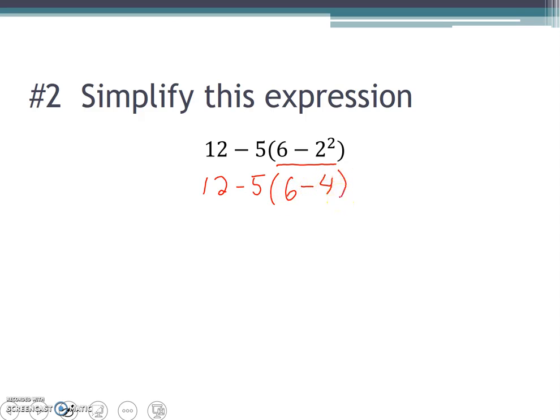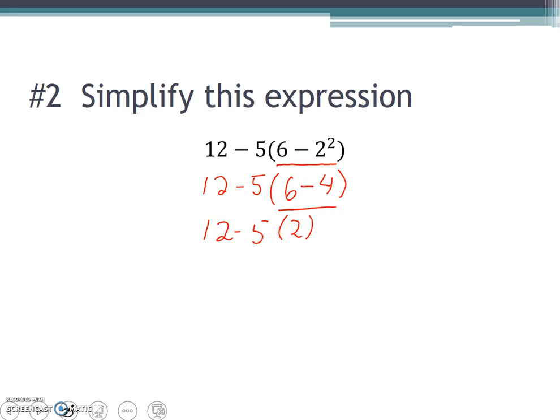And I'm going to do that first before I subtract. I'm still not done with the parentheses. I still have 6 minus 4, so that means the 12 minus 5 doesn't change. And 6 minus 4 is 2. So now I'm done with the parentheses.